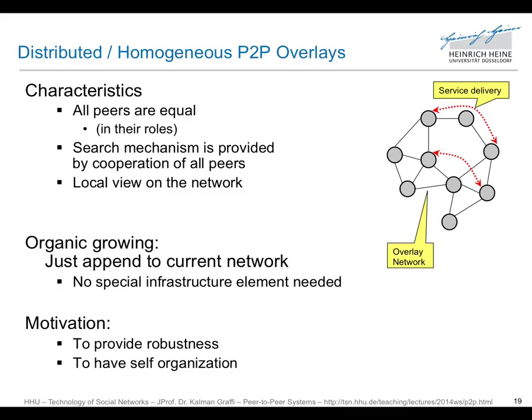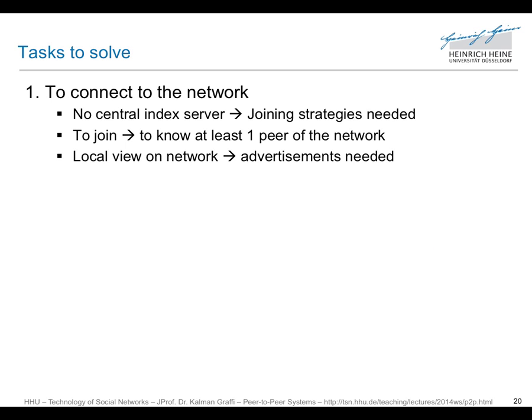What's also characteristic is organic growing. If a new node enters the network, there's no specific place where it joins, so where it connects to the network. It's typically randomly connecting to any one of these nodes. So the network grows in any direction. Any node can be a connecting point. And what we want is a search mechanism that's self-organizing, that is finding the data. So what tasks are solved?